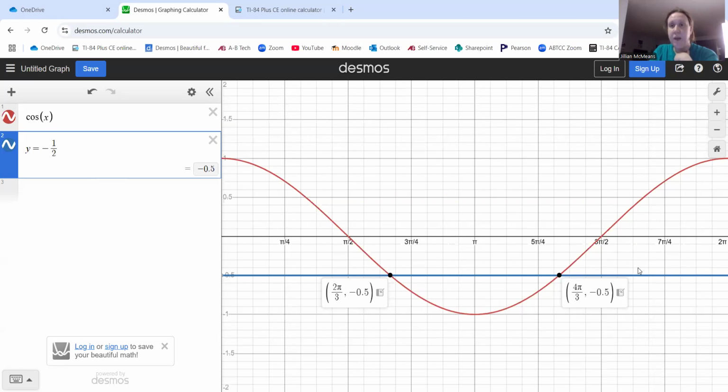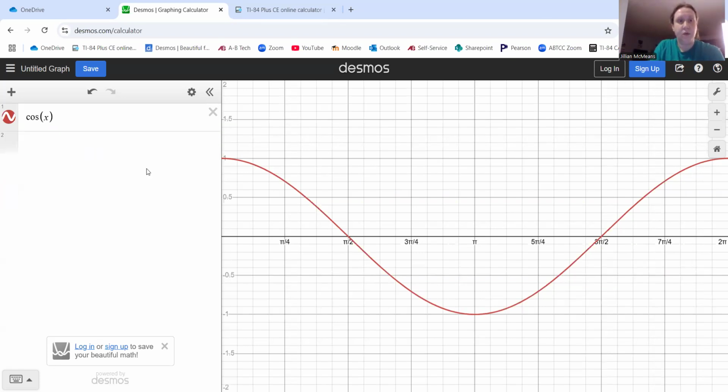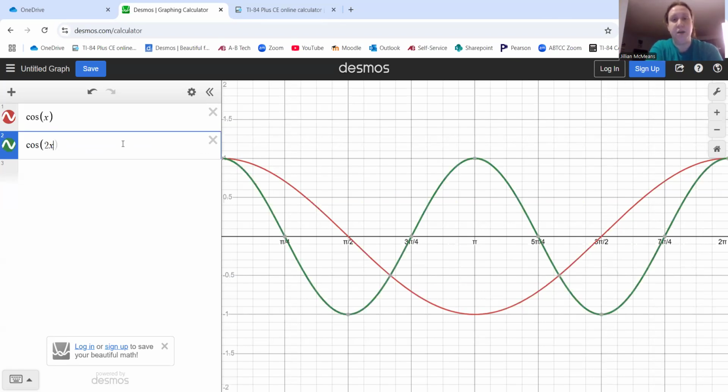Now let's look at what happens if we graph cosine of 2 theta, or in Desmos, cosine of 2x. Now you can see really clearly that cosine has 2 full cycles from 0 to 2 pi. This 2 compresses the period of cosine, allowing it to complete 2 full cycles from 0 to 2 pi. From 0 to pi we have one full cycle of cosine, and from pi to 2 pi we have a second full cycle. So we have double the cycles of cosine from 0 to 2 pi.